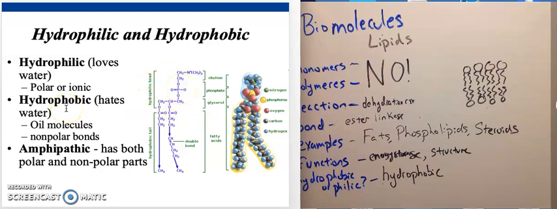Hydrophobic molecules are non-polar. They don't mix well with water. And so our hydrocarbon chains and the fatty acid tails that are just non-polar bonds between carbon and carbon or carbon and hydrogen are hydrophobic. So when you have a molecule like a phospholipid that has both a hydrophilic head group and a hydrophobic tail, that makes an amphipathic molecule. And those are all vocab words you guys should be familiar with.